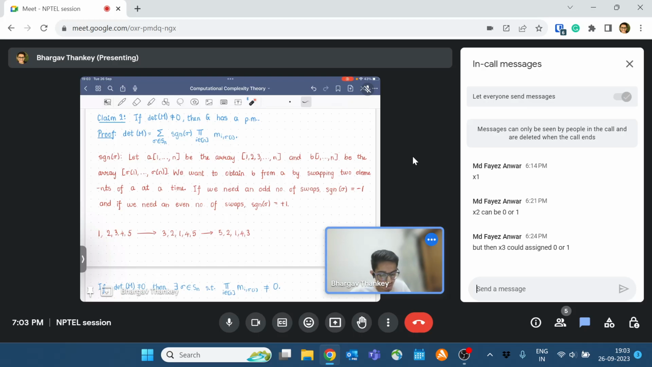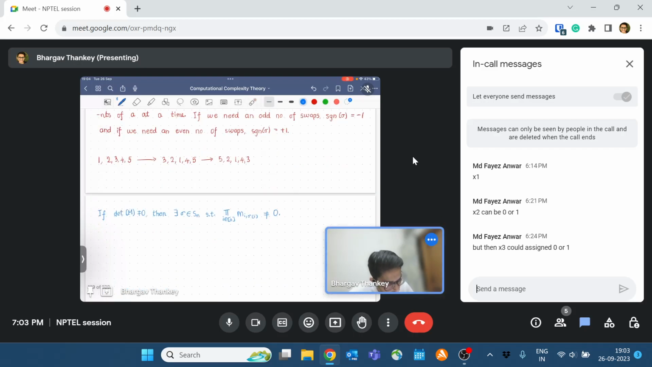That's actually the claim. Suppose this quantity is non-zero. What I'm saying is, for at least some sigma, this product must be non-zero. Why? Suppose for every sigma, this product were zero. Then the determinant would be a sum of plus or minus zeros, and that cannot be non-zero. So the moment I say the entire determinant is non-zero, at least one of these products must be non-zero.